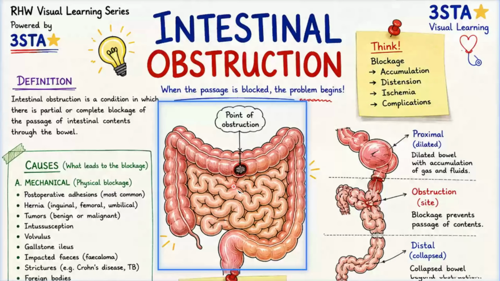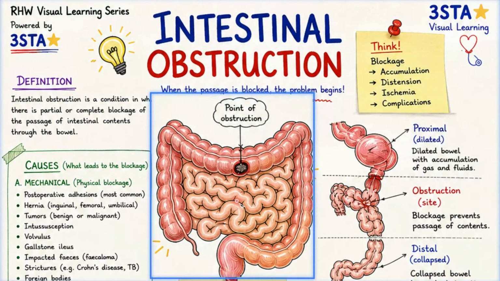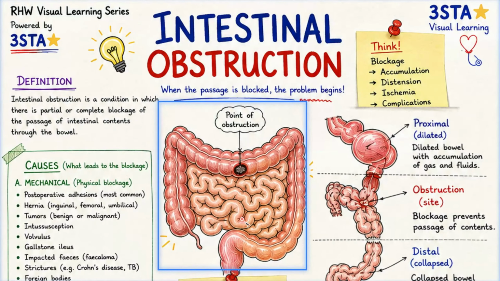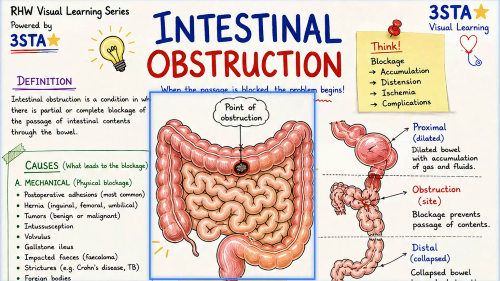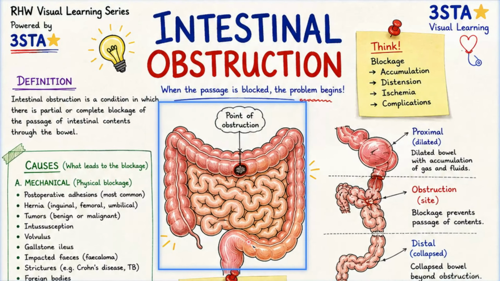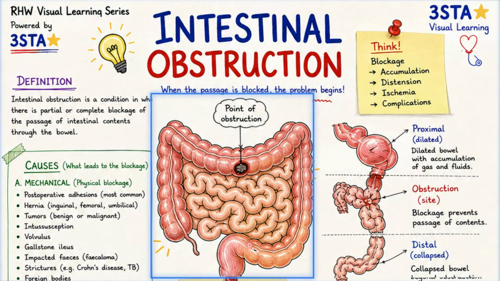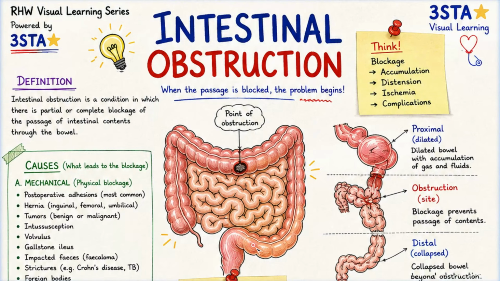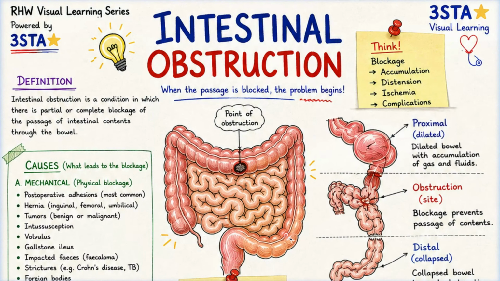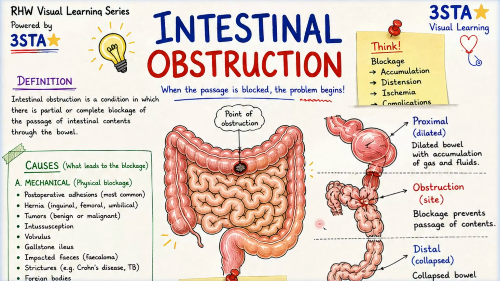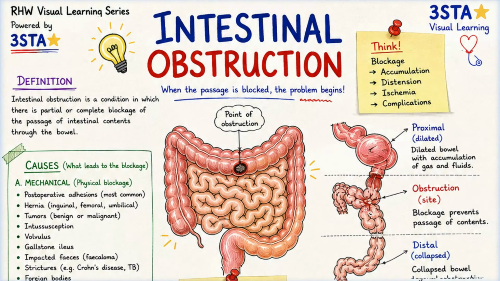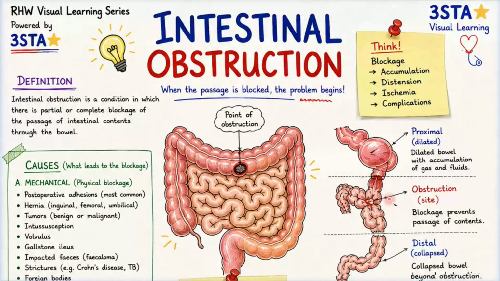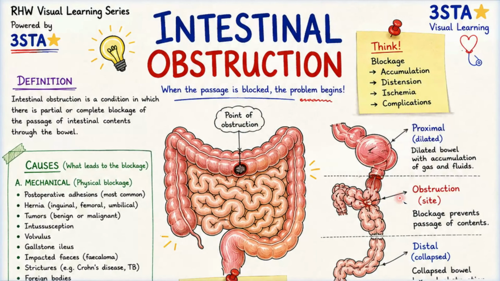Look closely at the central anatomical illustration. At the exact point of obstruction, whether caused by a physical mechanical barrier or a metabolic failure of peristalsis, content progression ceases completely. Immediately proximal to this site of blockage, digestive secretions, ingested fluids, swallowed air, and bacterial fermentation gases accumulate rapidly. This progressive accumulation causes extreme intraluminal pressure, leading to massive proximal dilation of the bowel wall. Notice how the intestine above the blockage stretches and distends.